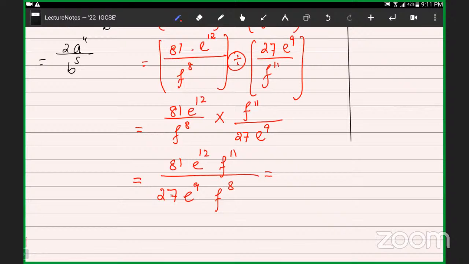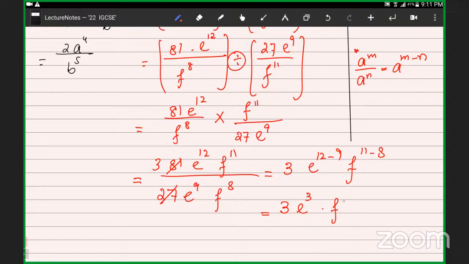27 3s are e raised to the power 12 minus 9, f raised to the power 11 minus 8, because we know that if we have a power m divided by a power n, that is always equal to a raised to the power m minus n. Okay Saad, is that clear beta? Yes, sir. So 3e cube f cube is our final answer for this case. ठीक हो गया.